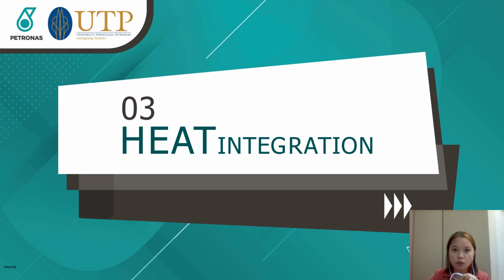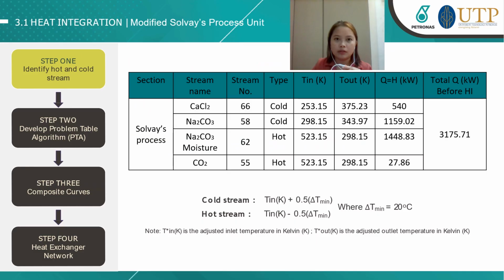Thank you, Jared. Now we are moving on to the heat integration part. The first step in heat integration is the identification of hot and cold streams. For this project, we selected 4 streams in the Solvay process for analysis, which include the calcium chloride at stream 66, sodium carbonate at stream 58 as cold streams, and sodium carbonate moisture at stream 62, and carbon dioxide at stream 55 as hot streams. The total duty for all these streams is 3175.71 kilowatt, and for the adjusted temperature, we are using a delta temperature minimum value of 20 degrees Celsius.